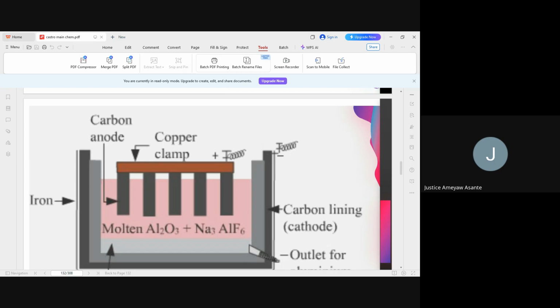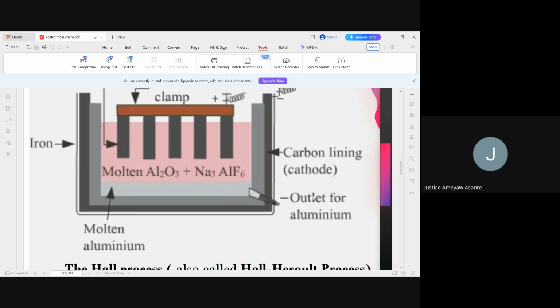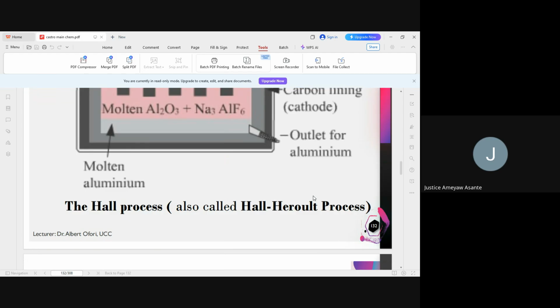So you see, you have your aluminum oxide. It's in the form of a solid. You need to melt it. So you melt it with this compound, Na3AlF6, and you heat it at the highest temperature. Then you have your electrodes. You have the anode, you have the cathode, then you have the electricity source. Then you have your carbon lining inside. That is the cathode. Then you have the outlet where the aluminum is going to come out, or to be allowed to pass.